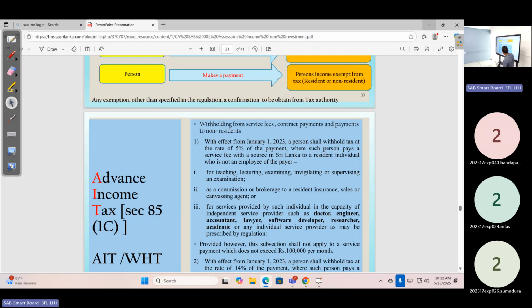Up to now they have not issued this regulation. Therefore, a service fee payment coming under these categories is only subject to withholding tax if the payment is more than 100,000 per month. However, this subsection shall not apply to a service fee payment which does not exceed 100,000 per month.